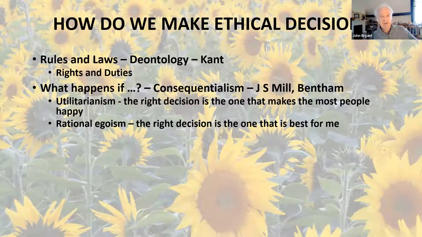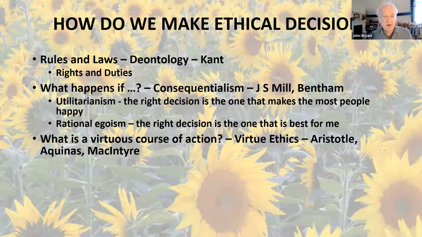So what happens if I do this? How many people will be happy? How many people will be satisfied? I call that political ethics because they're very keen to keep the population happy. So that's called utilitarianism. But at the other end of that spectrum, we've got rational egoism, where the consequences for me are the determining factor. What is the right decision for me? Nobody else needs to be worried. And I don't need to worry about anybody else. So that's the second big group of decision-making processes, consequentialism. What happens if?